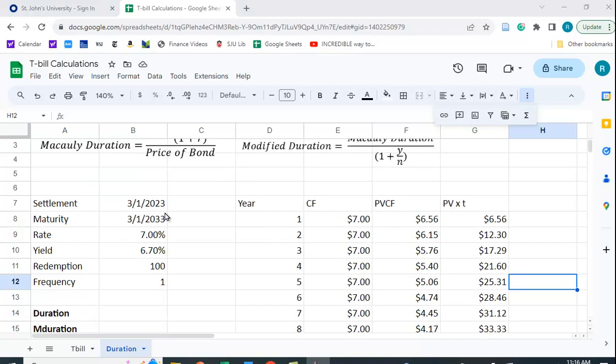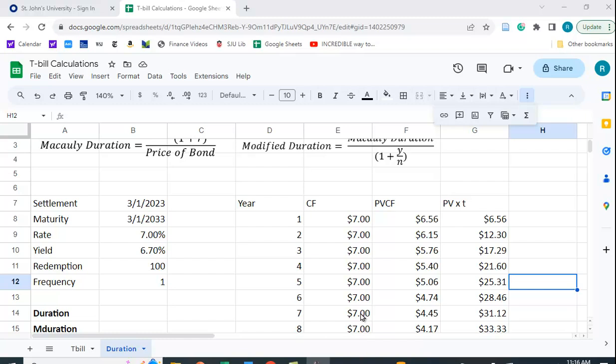So I have an example here. Settlement is March 1st of 2023, maturity March 1st of 2033, so a 10-year bond, with a coupon rate of 7%, a yield of 6.7%, and a redemption value of 100. You have to use 100 in this function, so you can't put in 1,000 as a redemption value. It does it for 100. And the frequency is the number of interest payments each year. There's also one other argument you can put in. I'll show you when I use the function.